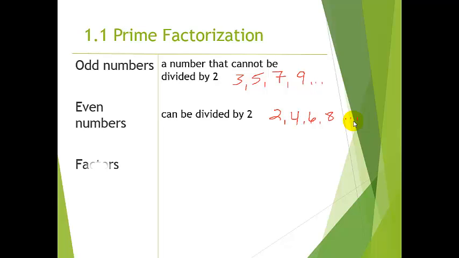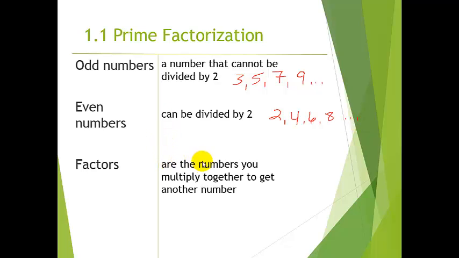And then each number has what we call factors. A factor is one of the numbers you multiply together to get another number. Let's say I have the number 4. What can I multiply together to get 4? Well, 1 times 4. I can also multiply 2 times 2. So the factors of 4 are 1, 2, and 4. Those are what I can multiply together to get 4. So each number has factors.